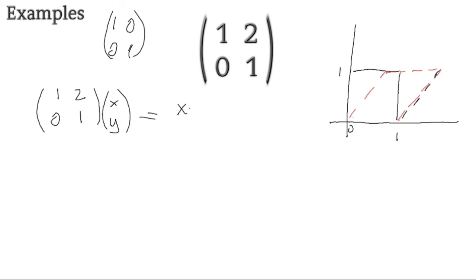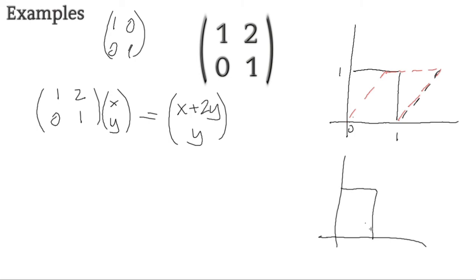So let's see this. x plus 2y, and this will be just y. So as you can see, the y value doesn't change. x was changed by adding 2y, and in this case as you go up, it will go twice further. So a more accurate version of this would look a bit more like this. This would be the after shear, this would be the before shear.